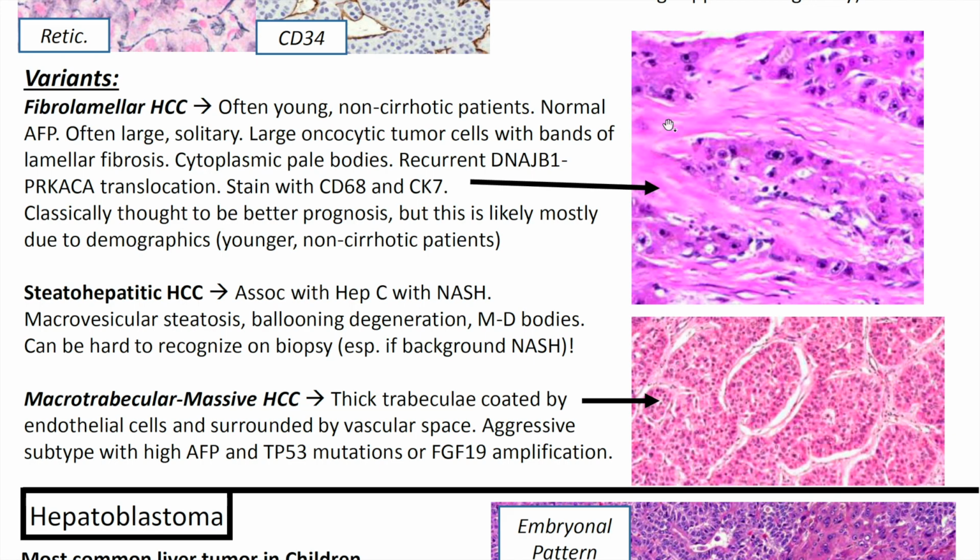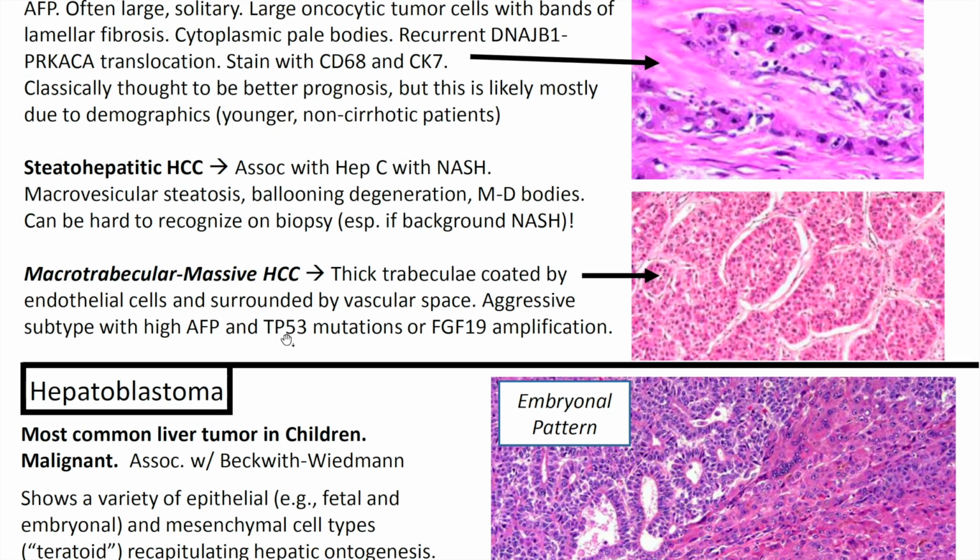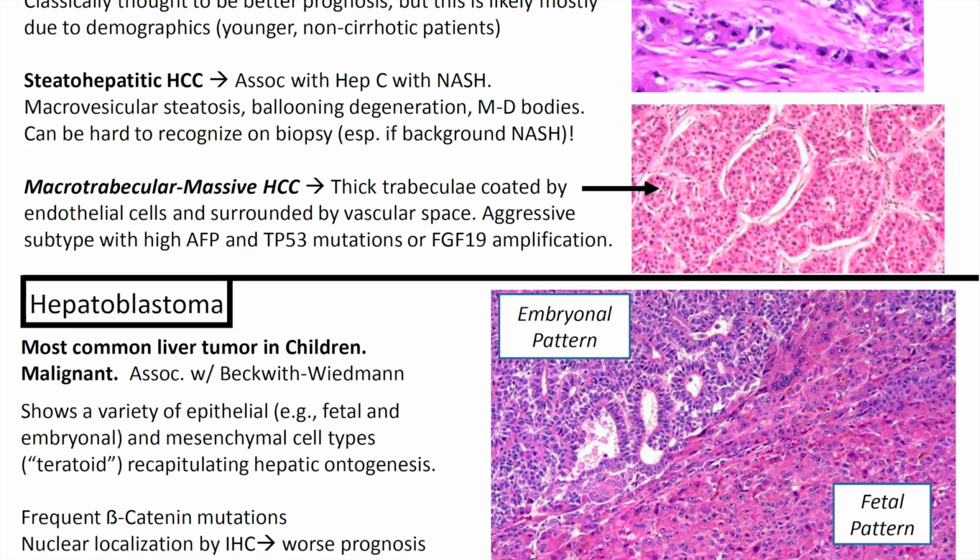It's classically thought to be a better prognosis, but this is most likely due to demographics. So younger, non-cirrhotic patients having this, that would make sense that perhaps they would have a better outcome than someone that's older and cirrhotic that may develop just a classic HCC, right? And then of course, just review these other variants of HCC on your own.